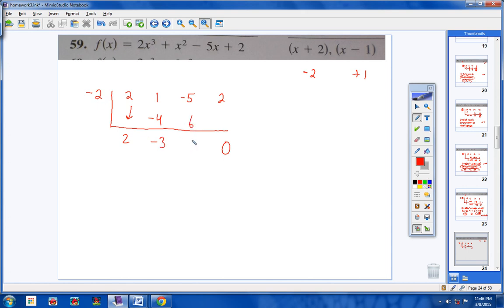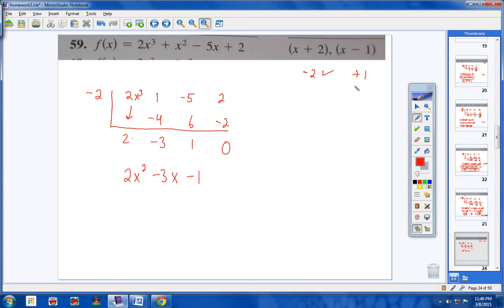Multiply. Combine. Multiply. Combine. So we confirmed that negative 2 gave us a 0, so put a check mark here. Now, we started off with an x cubed, so now we're going to start with x squared. So 2x squared minus 3x minus 1.